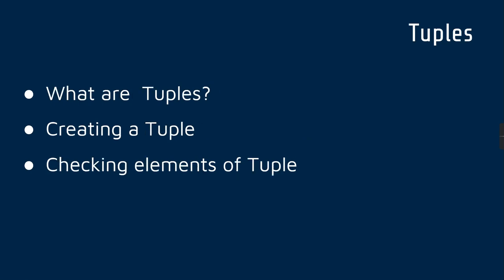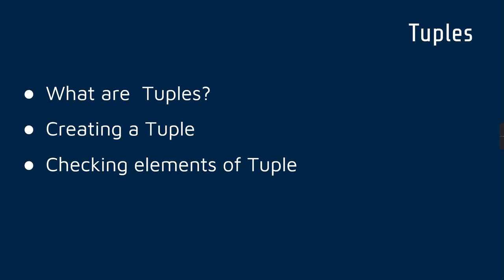So, coming to the first question, what are tuples? Tuples are very similar to lists. The only difference between a tuple and a list is that once you define a tuple, you cannot change those items. So tuples are immutable, whereas lists were mutable. That is, once you define a list, you could always change the elements in the list. But when it comes to a tuple, the elements remain fixed and you cannot change those elements.